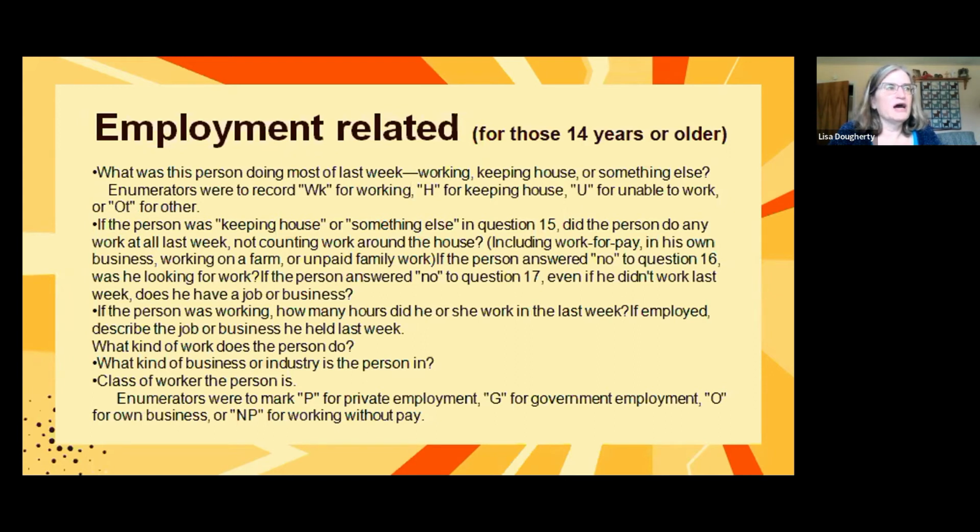There's a place on the bottom here that's saying class of worker the person is. Are they privately employed? Are they government employed? Do they have their own business? Or are they working without pay? So any of those would be a class of employment or a class of worker. So you can see the employment related questions are fairly extensive.